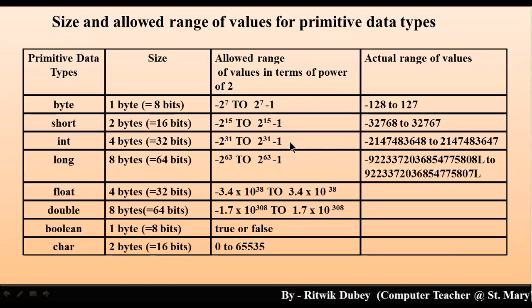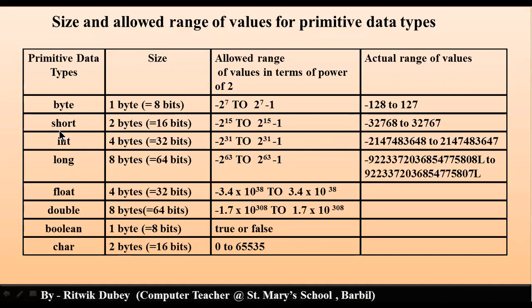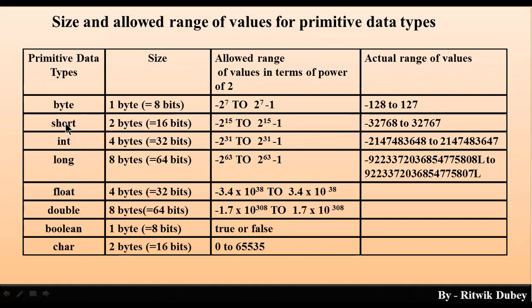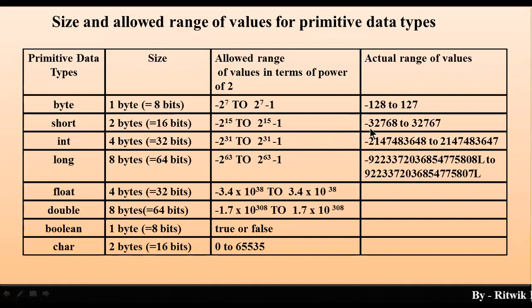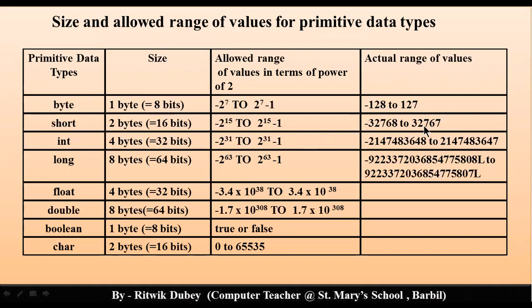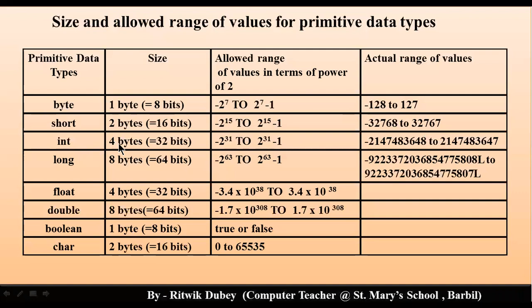It means if you declare a variable with data type short, in negative, the maximum you can use is minus 32,768. If you use minus 32,769, you will get an error. And in positive, the maximum value which you can use is 32,767. Clear?